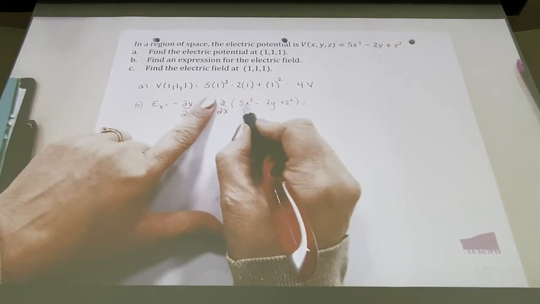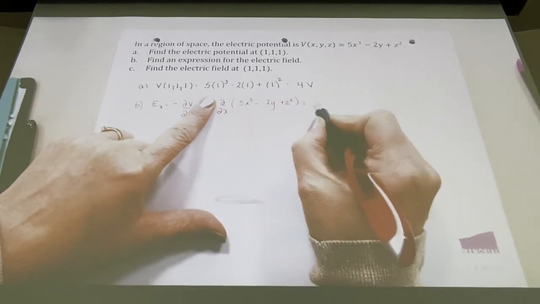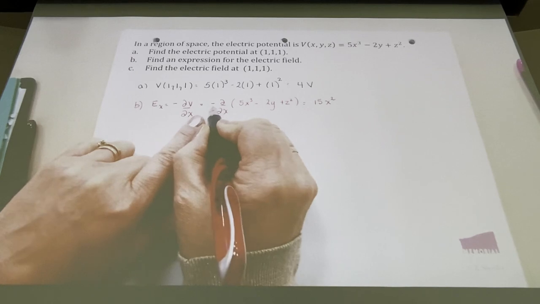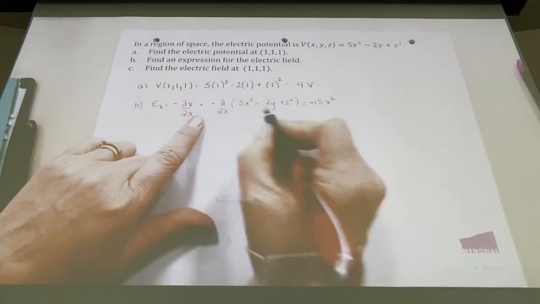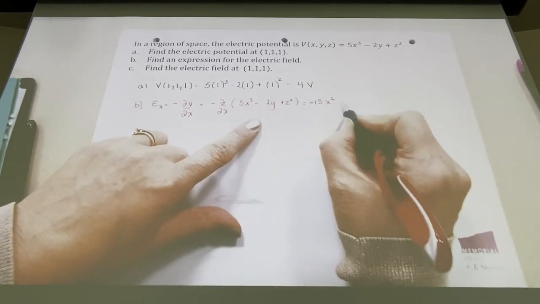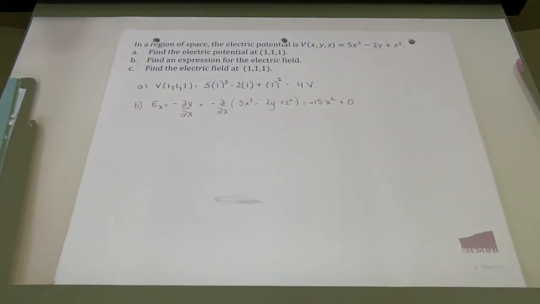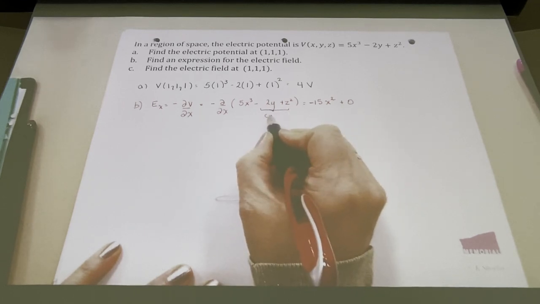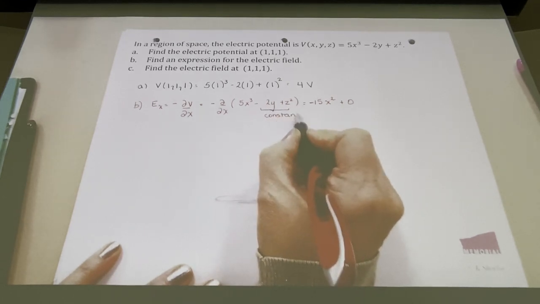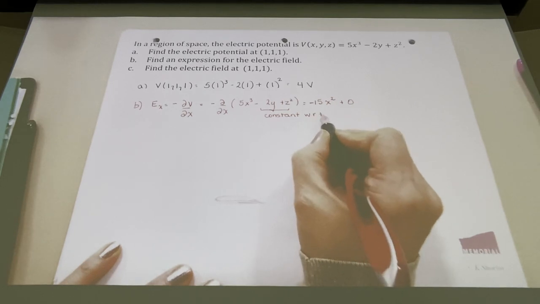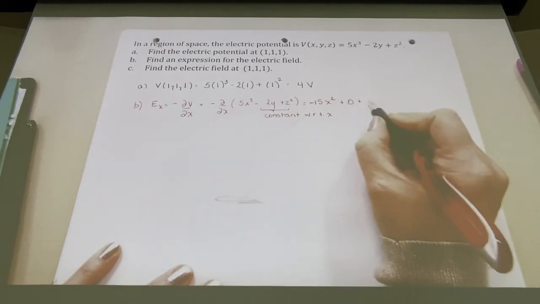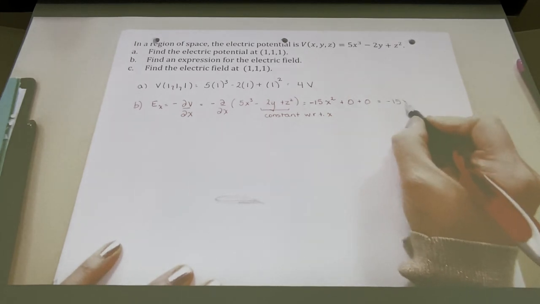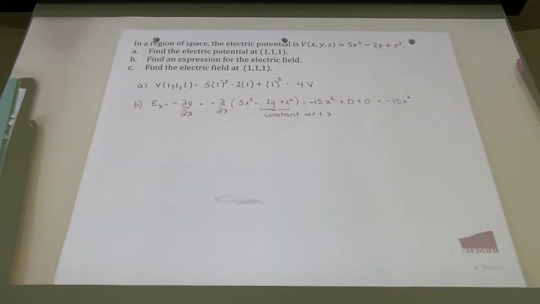So the derivative of 5x cubed is 3 times 5, which gives us 15 times x, where the power goes down by 1. And then don't forget our negative sign. The derivative of 2y is going to be 0 because we're taking y as a constant. So these things are constants when we do our partial derivatives with respect to x. The derivative of z squared is also 0, so the x component of the electric field is minus 15 times x squared. Good there.